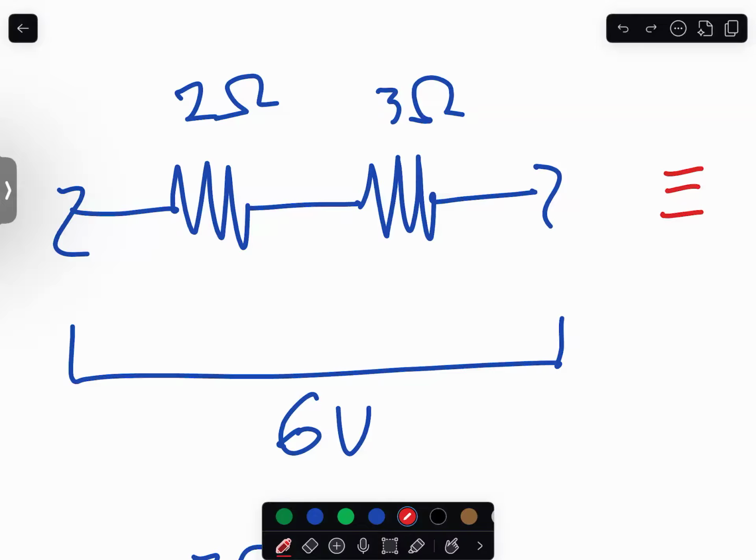The total is 5. Exactly. This 6 is not experienced by the 2. The 6 total volts are applied to the total resistance. Exactly. You cannot apply total volts to individual resistors. Not in series anyway.